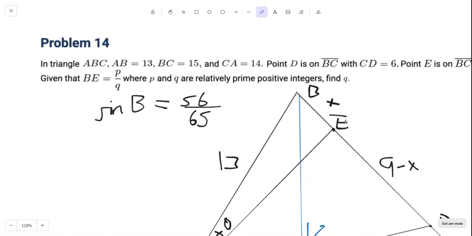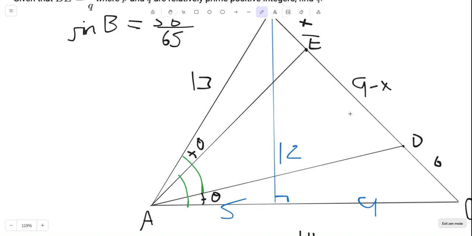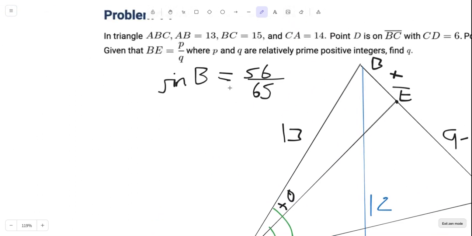So we can find the sine of B using the sine addition formula. Just take 5/13 times 4/5 plus 12/13 times 3/5. Use the trig ratios of these two right triangles, and then you can easily find it.